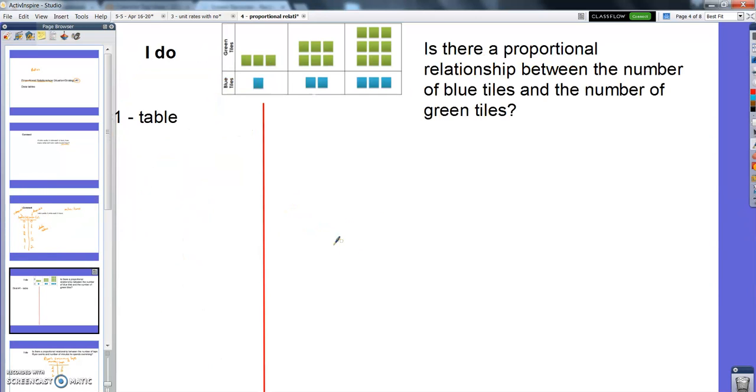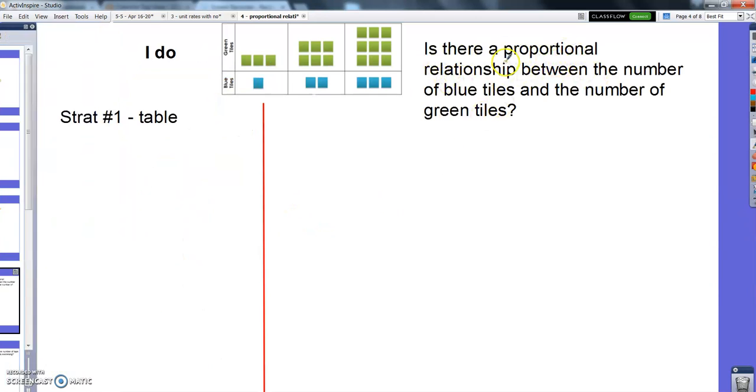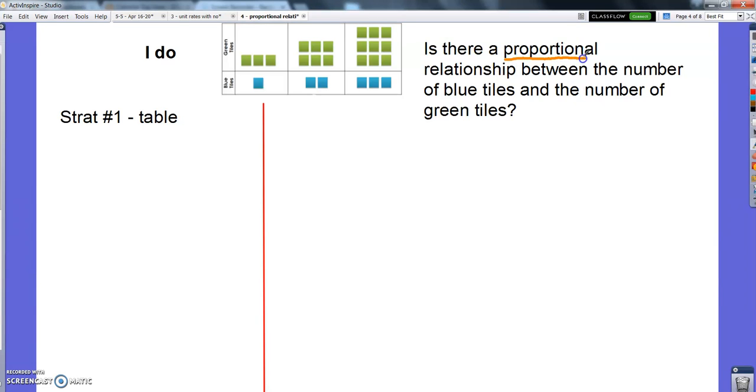All right, so let's see. We're going to worry about this new term called a proportional relationship today. Here's my first situation. I've got this set of green tiles and this set of blue tiles. When there's 1 blue, there's 3 green. When there's 2 blue, there's 6 green. When there's 3 blue, there's 9 green. I want to know, is there a proportional relationship between the number of blue tiles and the number of green tiles? Our strategy today is going to be to use one of those data tables.